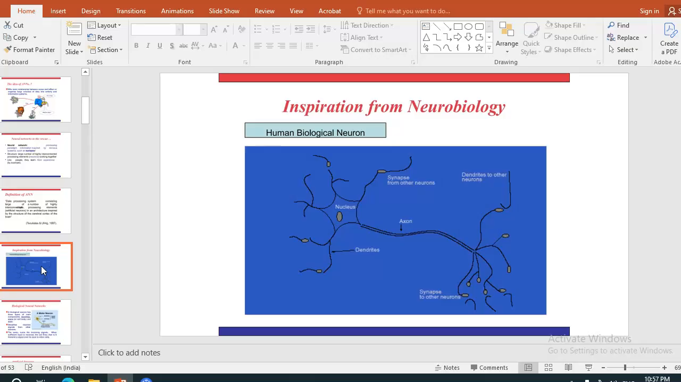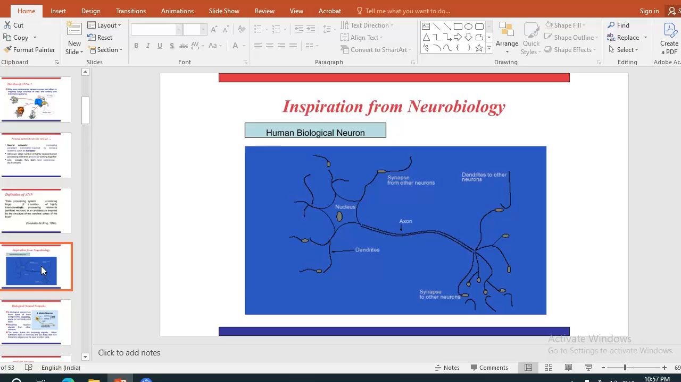Then the synapse sends the information to other neurons. It connects the different types of neurons. So this is the structure of the normal biological neural network. That means it consists of the soma, the axon, the dendrites, and the synapse. These are the different parts of the biological neural network. Here, dendrites act as input, the soma performs the processing function, the axon is used to connect one neuron to another neuron, and the synapse is used to pass the signal to other neurons. So this is the structure of the biological neural network.